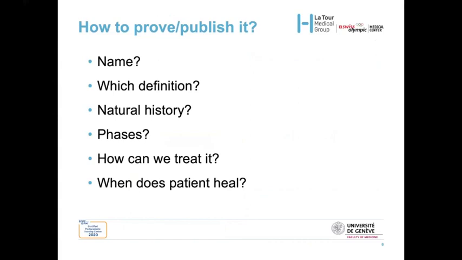We don't have a good definition of this disease. We don't know the natural history of this disease. We don't know if there are phases. We don't know how to treat it. And we don't even know when the patient heals. I mean, this is crazy, to publish articles in unbelievable journals where you are talking about treatment and you say that this treatment is better than other ones, and you don't even know when the patient heals. This is crazy.